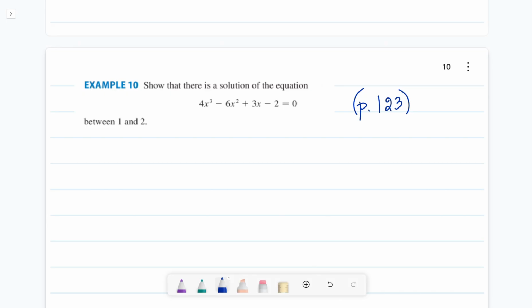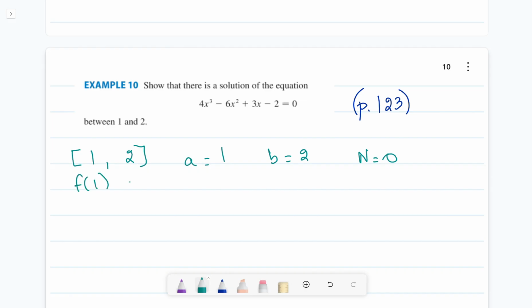Let us apply this intermediate value theorem to this example. Show that there is a solution of the equation 4x cubed minus 6x squared plus 3x minus 2 equals 0 between 1 and 2. It's really good how they gave us the interval. So we are looking for a solution between 1 and 2. This means a is equal to 1, b is equal to 2, and our solution gives 0 in the equation, so n is equal to 0.